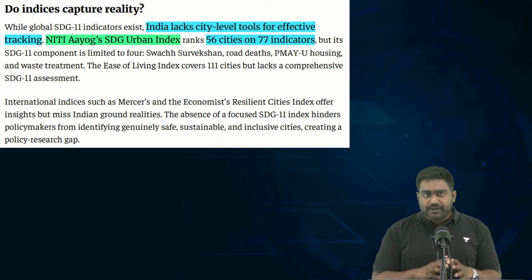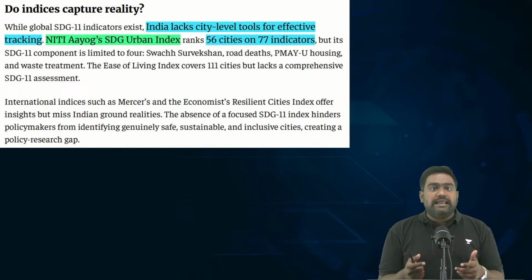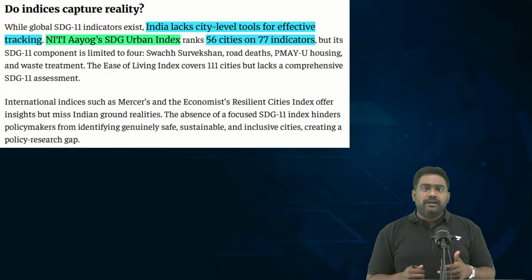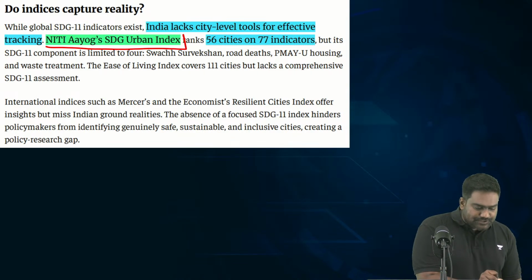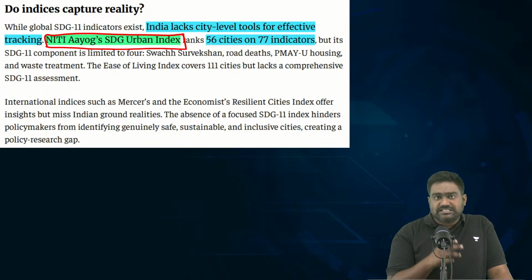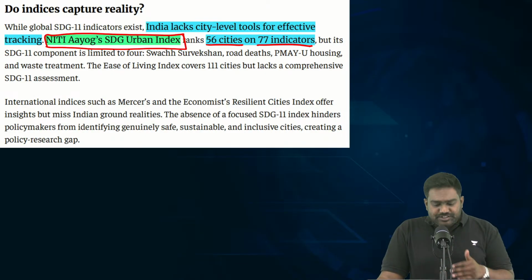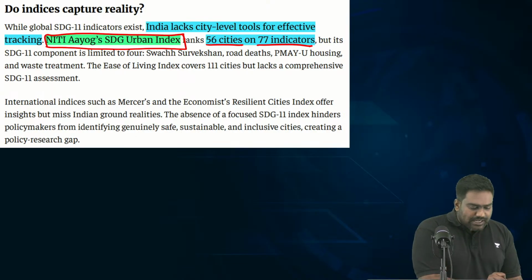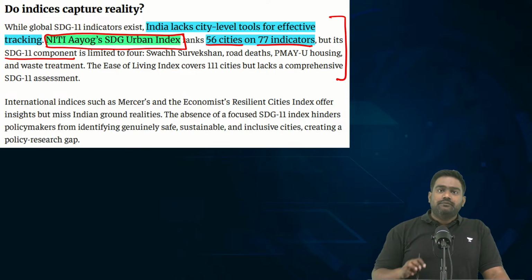Now, how do we track the performance? How do we measure where Indian cities stand with regard to SDG 11? See, the problem is we don't have any local index. You need a good index, a report which is based on scientific parameters. Now, if you take Niti Aayog's SDG Urban Index, Niti Aayog does focus on urban governance and the challenges in our urban areas. It ranks around 57 cities in India, including the tier 2 cities, based on 77 indicators. But the problem is, very few of these indicators align with the SDG 11 component. So, this may not be the appropriate tracker to measure the progress of Indian cities with regard to achieving the targets of SDG 11 of the United Nations.